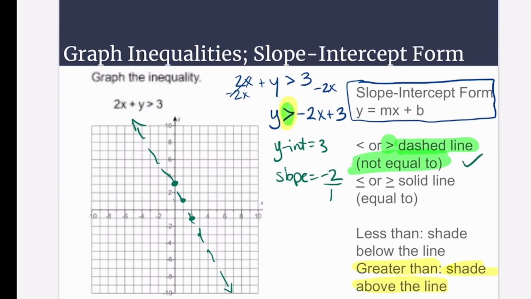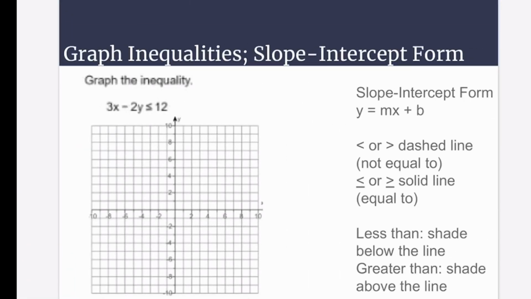The next part we have to do is shade. So if this is greater, we're shading above the line. Specifically, the y values need to be greater than the values on this line. So if your y-intercept is 3, you need to use y values that are above 3 when x is 0. Hopefully that shows you we're going up. So this is how you would graph that inequality. And we'll do another example that's a little different, so you get the practice.